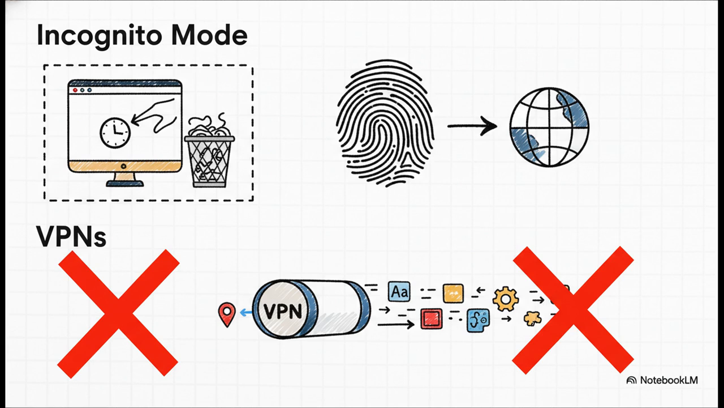And while a VPN is fantastic for hiding your location by changing your IP address, your IP is just one tiny piece of your overall fingerprint. All those other identifiers, your fonts, your screen size, your graphics card, they all stay exactly the same.